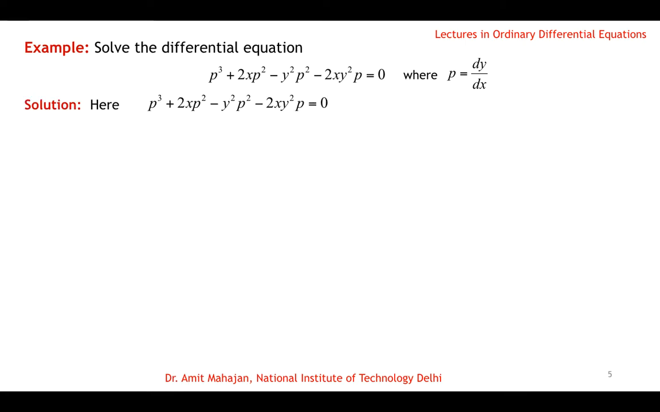So first we make the linear factors. In this case the linear factors are p (p + 2x)(p - y^2) = 0.